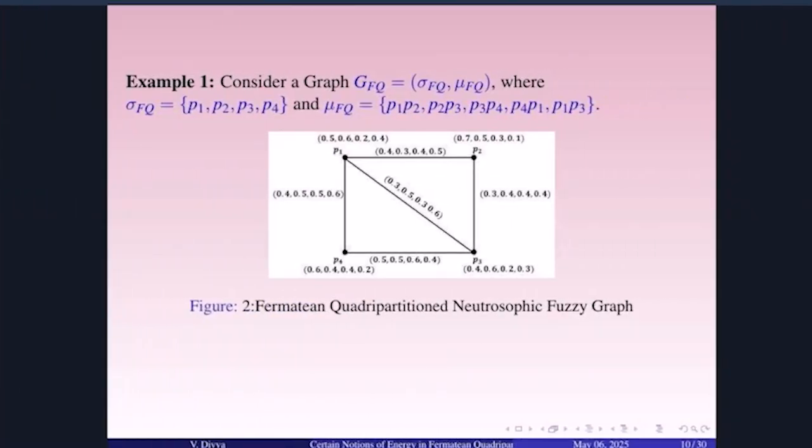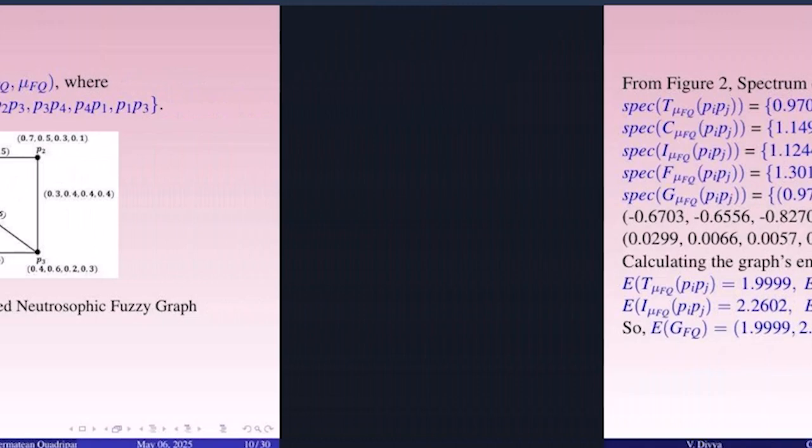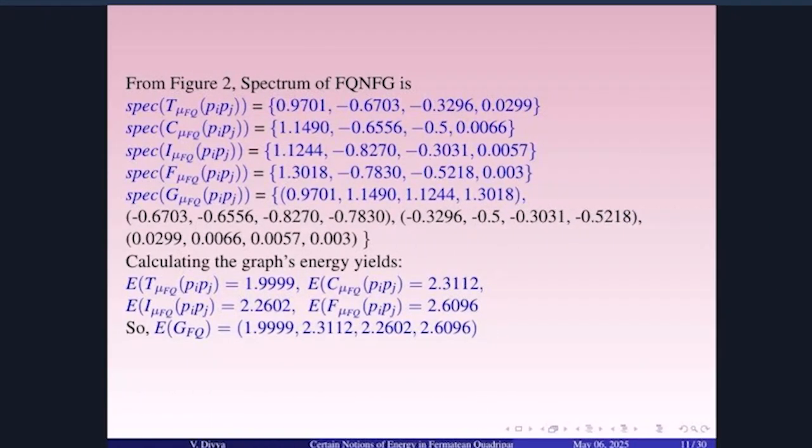Now, I have given one example. I have taken a graph where G = (σ, μ), where σ stands for vertices and μ stands for edges. I have 4 vertices P1, P2, P3, P4, and using Fermatean quadripartition neutrosophic fuzzy graph edge conditions, I got this figure. For this figure, now I'll find the energy value.